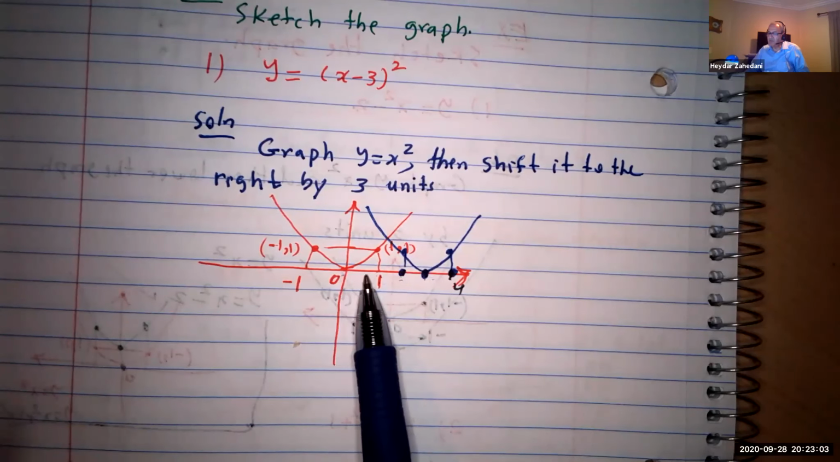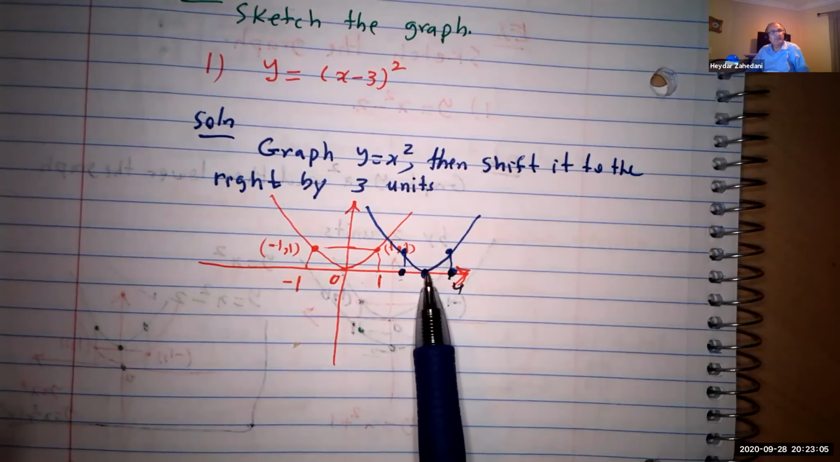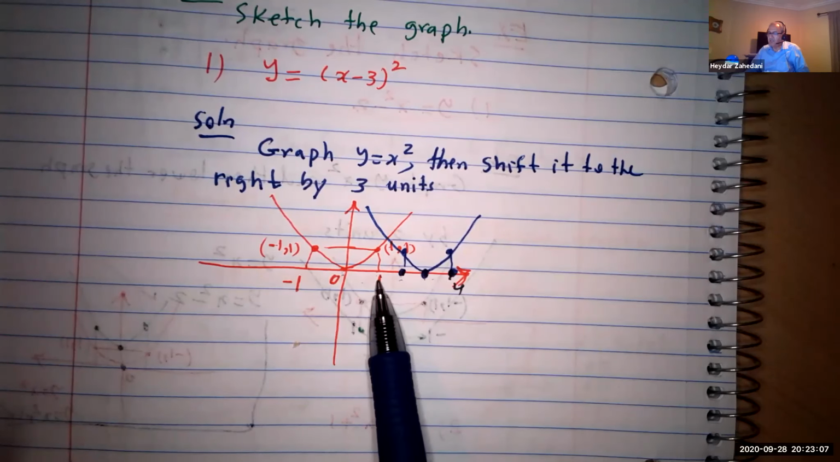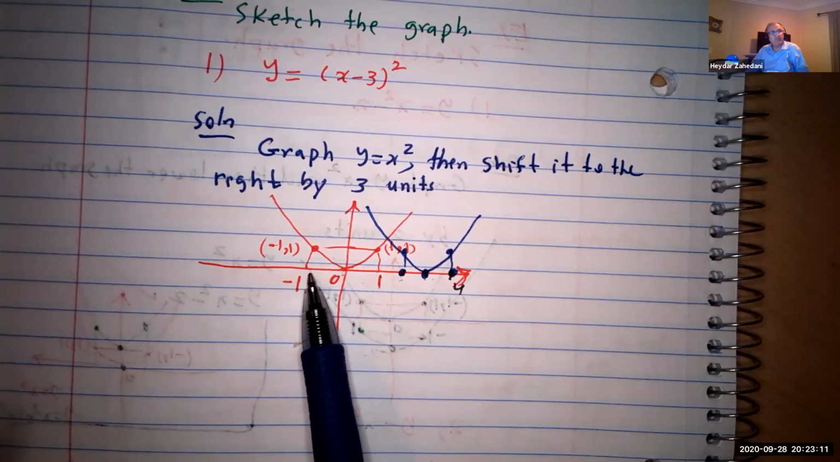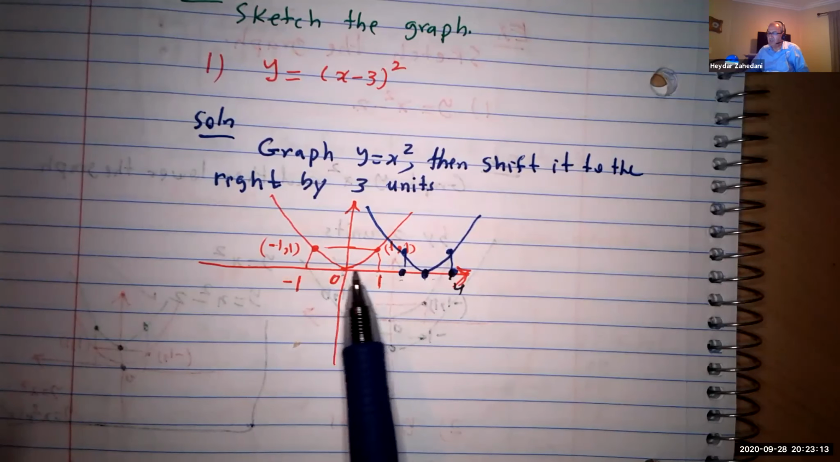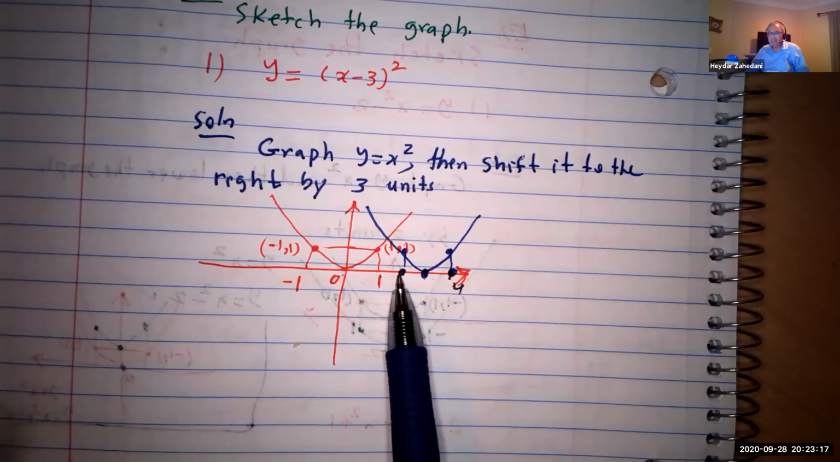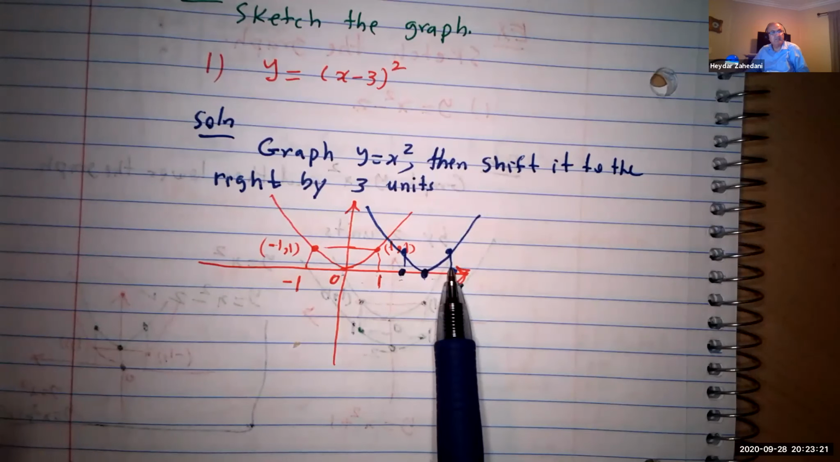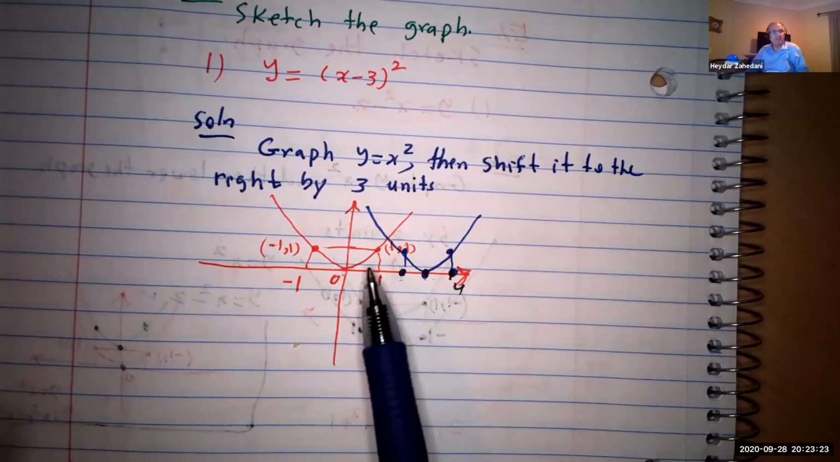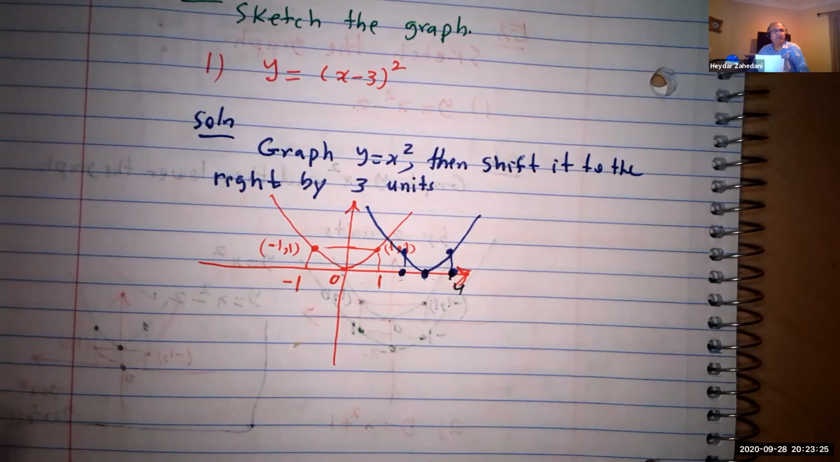This is going to be 1, 2, 3. This is your new 0. Your negative 1, you say negative 1 here? Negative 1, 1, 2, 3. So the negative 1 would come here, the 0 would come here and the 1 here. So it's just the same graph. We just move it to the right. Any question? So that's going to be the one.